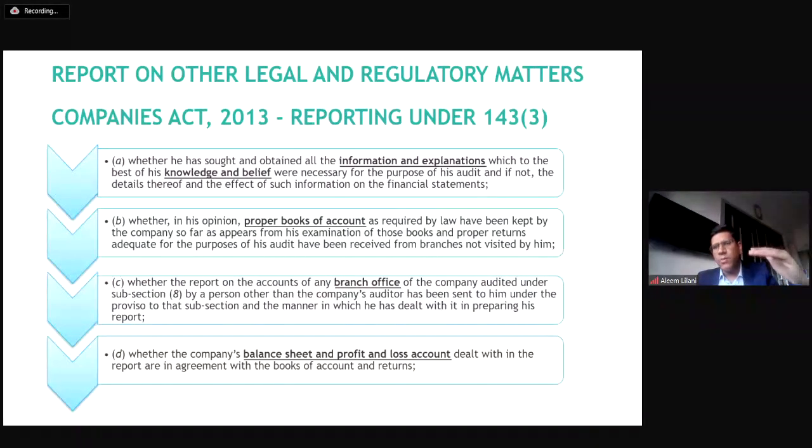Once you're ready with your report on true and fair view, go through these points and think once: are any of these points to be qualified with respect to the qualification in the main report on the true and fair view? So, whether you received all the information and explanations, whether proper books of account as required by law have been kept by the company, whether the report from the branch office has been received by the branch auditor. It's very rare nowadays, but it still happens. So the clause is still there.